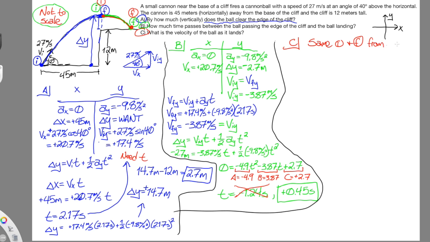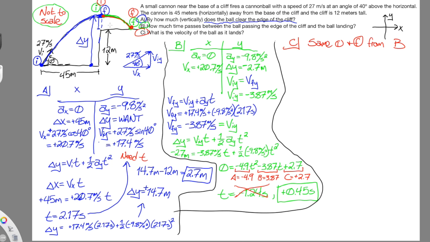We could also put our initial point at the launch and then do things like say the time for the whole flight is 2.17 seconds plus the 0.45 seconds from the first part, and so on and so forth. But for this one, it's probably easiest just to pick the same ones from Part B.